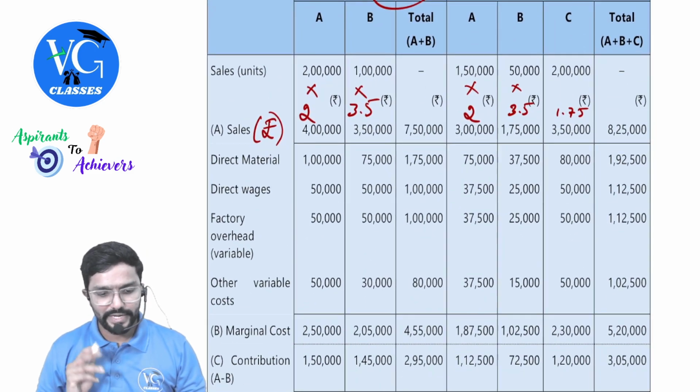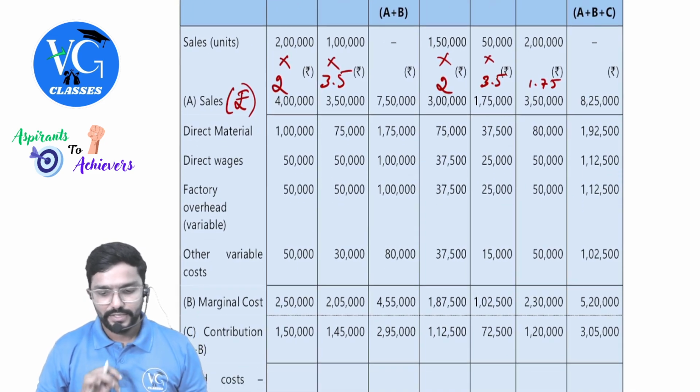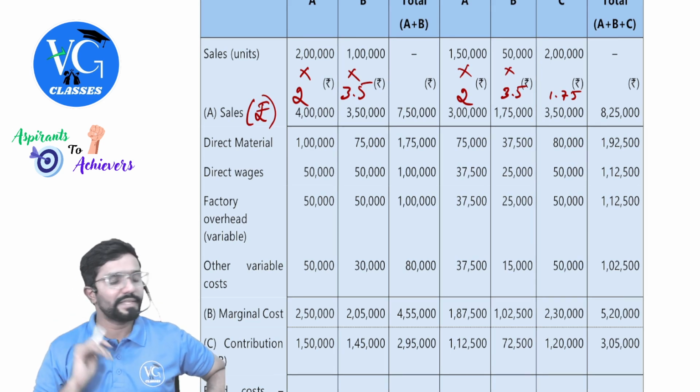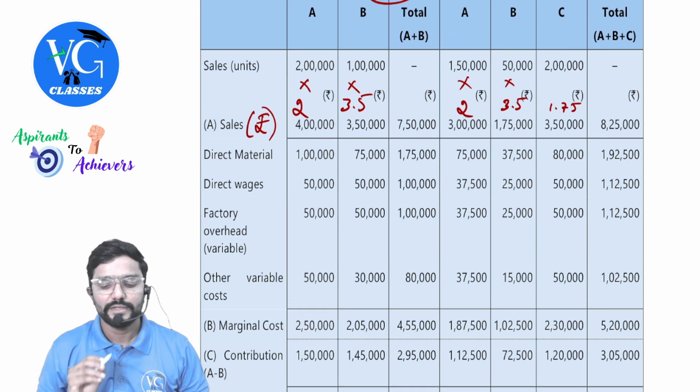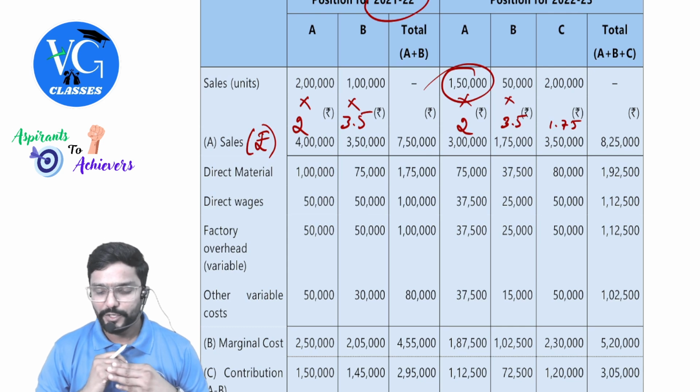Yeah. So we will get the sales now in rupees. Then calculate the direct material cost, guys. Yes, per unit they have given. Multiply with the number of units. Number of units has changed now. Please be careful. So into 1,50,000.